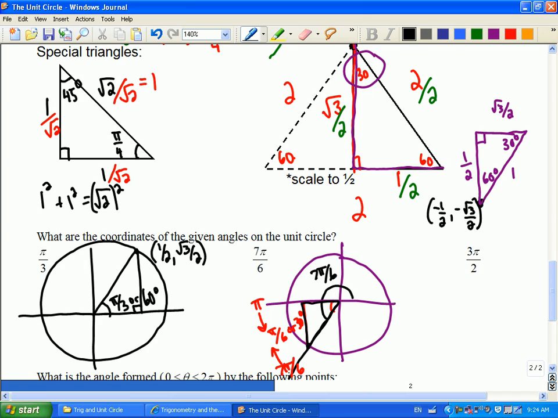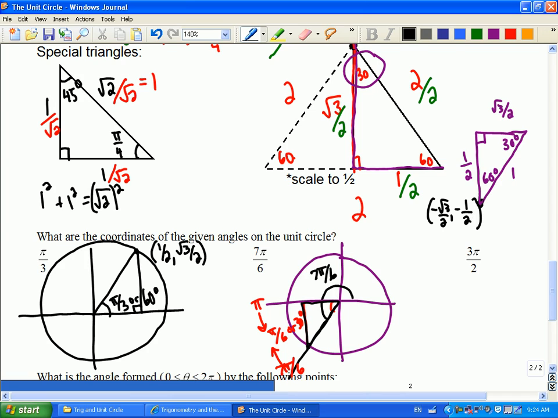Did I switch? Yeah, you're right. Yeah, it is too early for math. Negative root 3 over 2 and -1/2. Sorry about that.